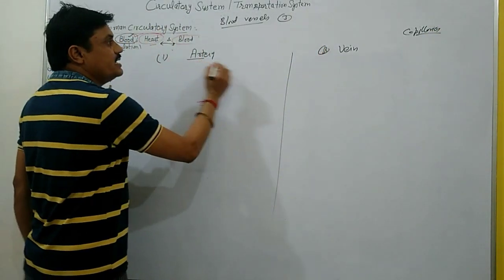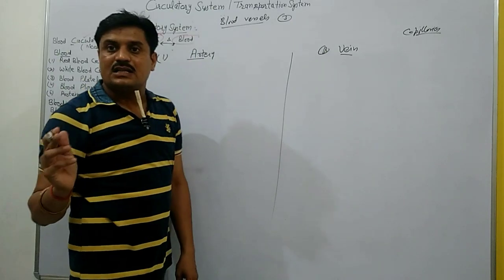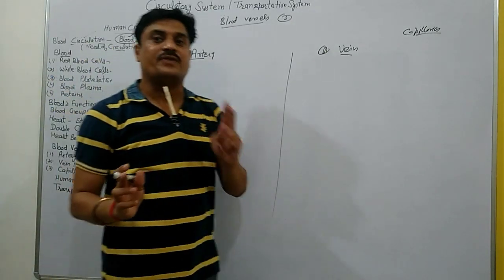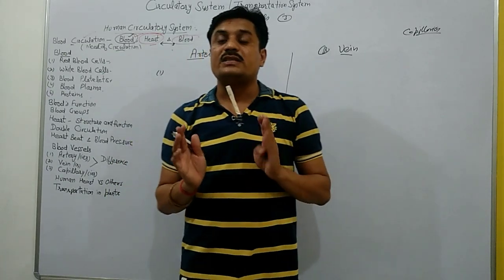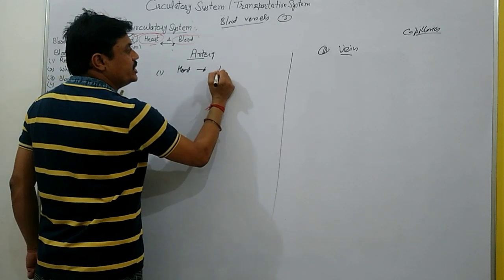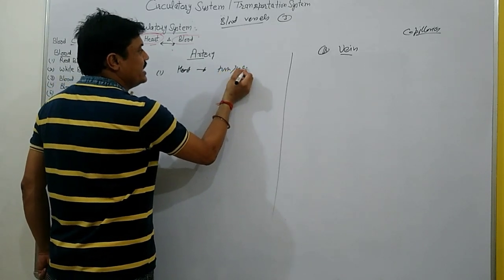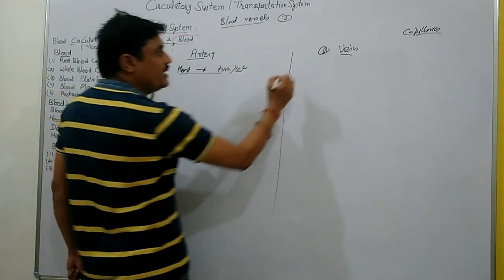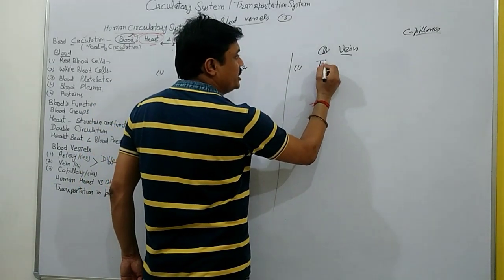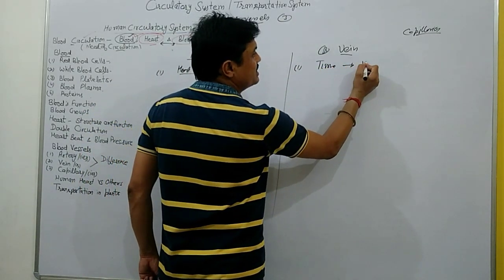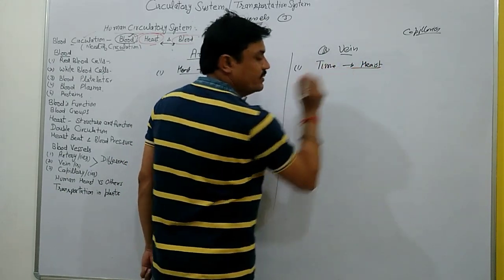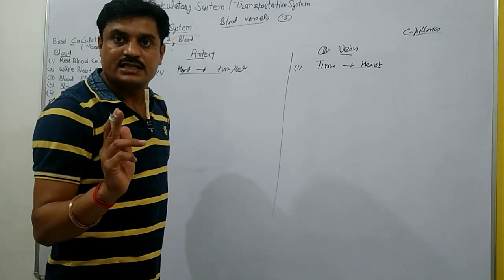See, what is an artery and what is a vein? The point of difference is the definition of the two. The blood vessel which carries blood from the heart to the tissue or cells is called an artery, and the blood vessel which carries blood from the tissue to the heart is called a vein. The first difference is this.